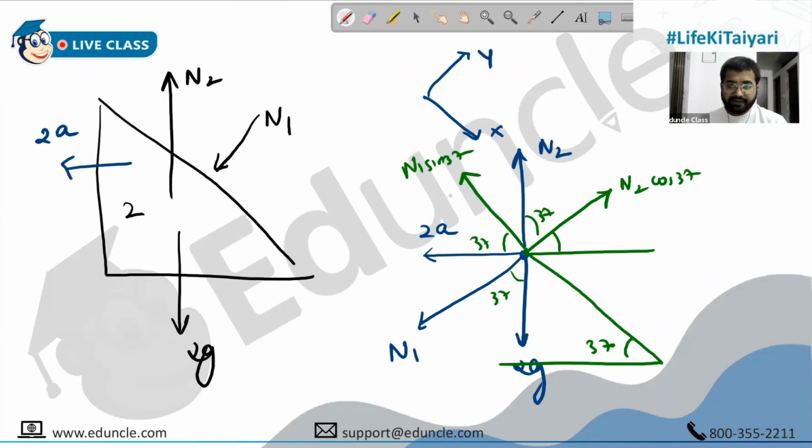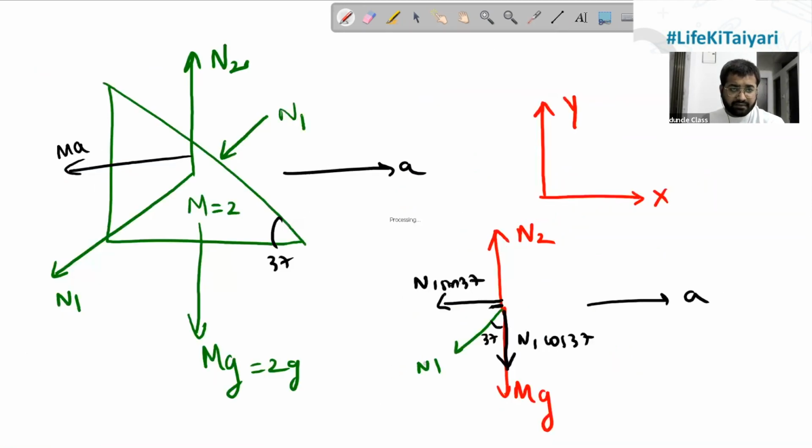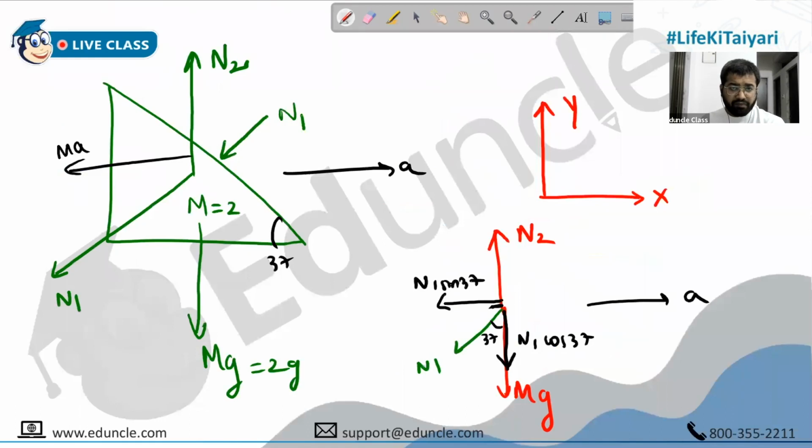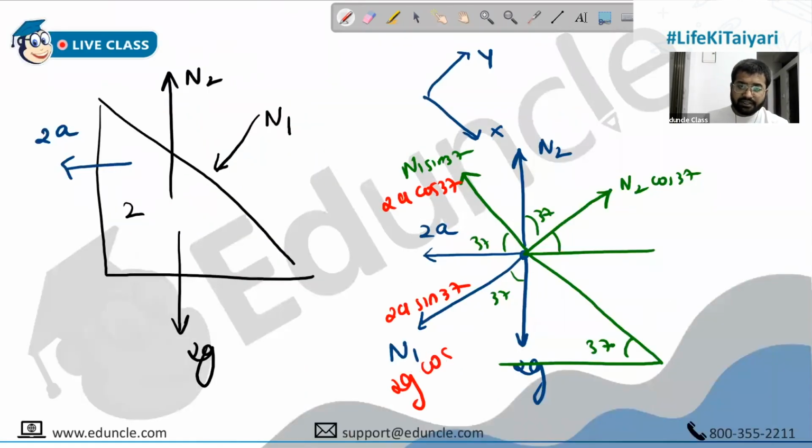So N2 cos 37, N1 sin 37. And then let's resolve this 2a. So we have got 2a cos 37 and 2a sin 37. N1 is not supposed to be touched, and 2g we have to resolve. We have got 2g, just a minute. 1, 2, 3. Okay, MA. 2g cos 37, and this is going to be 2g sin 37.